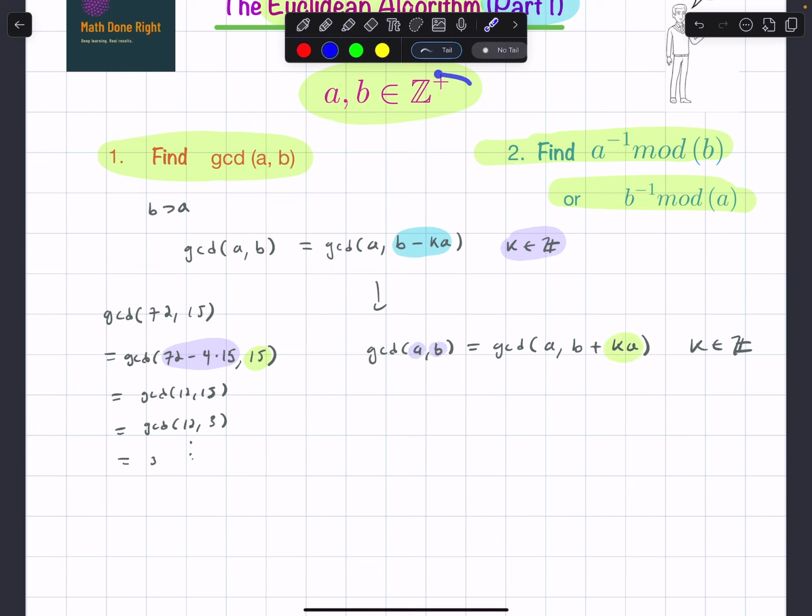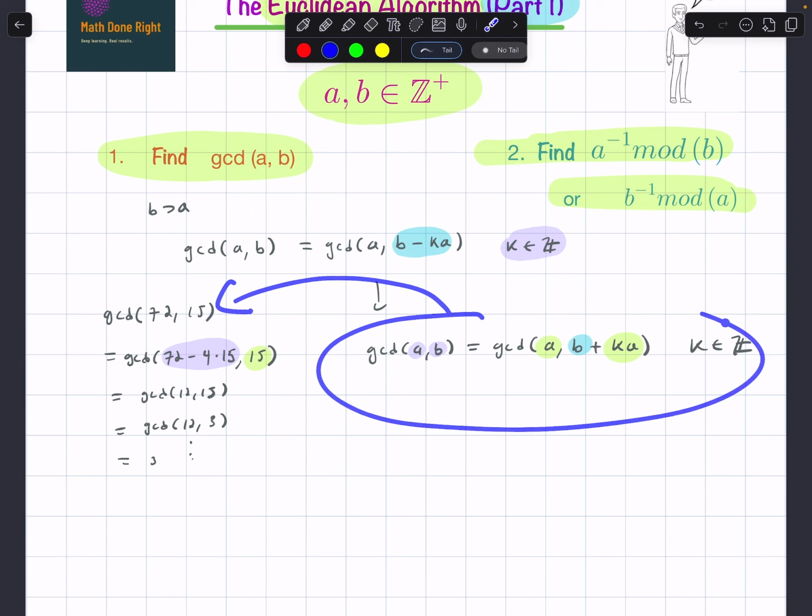Generally, we assume that a and b are positive integers, but we could do this whole thing with negative integers and then multiply by -1 at the end. It doesn't matter at all. The idea is that the GCD of a and b is the same as the GCD of a and b plus or minus any integer multiple of a. This was why this worked. So we're going to prove this now.